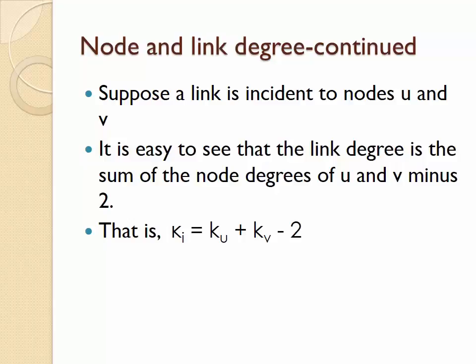Now suppose that a given link is incident to the nodes U and V. Each link is determined by 2 distinct nodes. It's easy to see that if we want the degree of the link, we could just add the degrees of the end nodes, except that we would count the link itself twice. So this gives us the equation kappa sub I is equal to k sub U plus k sub V minus 2. So we're using kappa for the link degree. And what we're saying is the link degree of link I is the sum of the degrees of the end vertices minus 2.